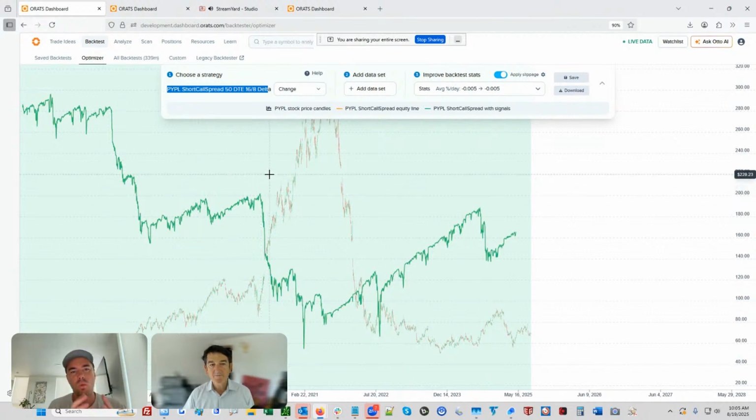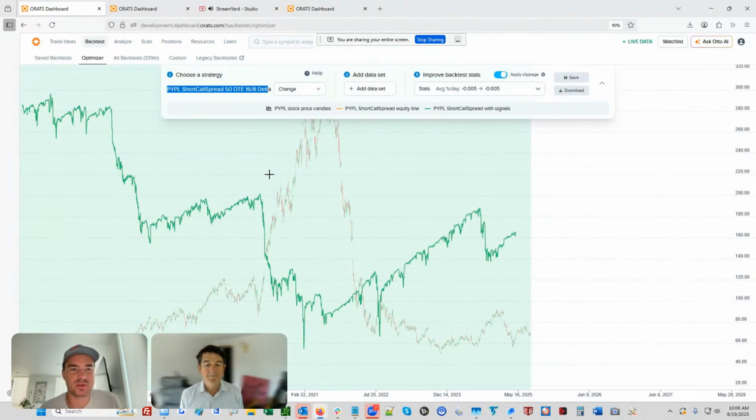The goal of the optimizer at a high level is to apply ORATS proprietary indicators and make them apply to the backtest in a statistically significant way such that we improve the average percent per day of the backtest.